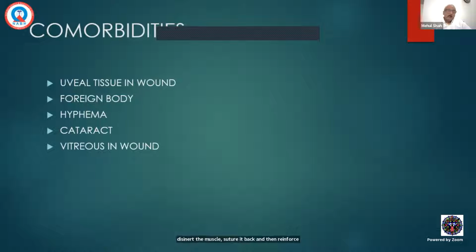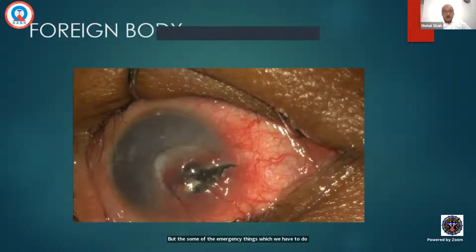There can be comorbidities: uveal tissue in the wound, foreign body, hyphema, cataract, or vitreous in the wound, which we need to handle later on. But there are some emergency things which we have to do during the primary repair.